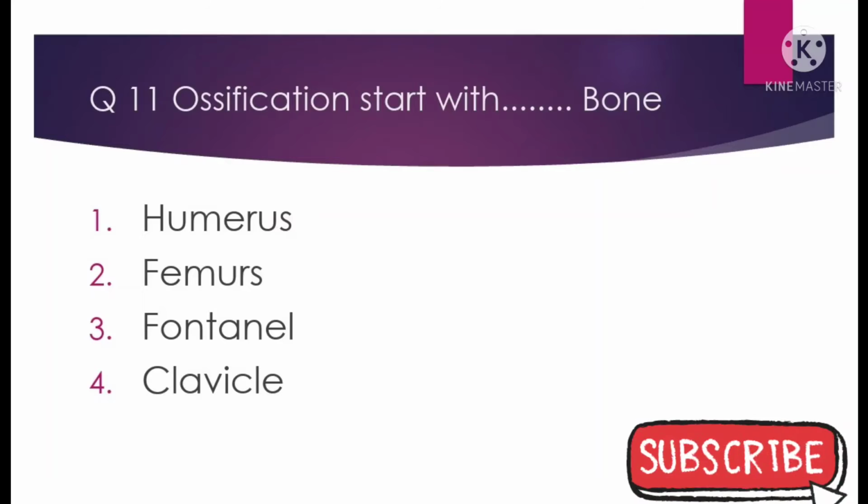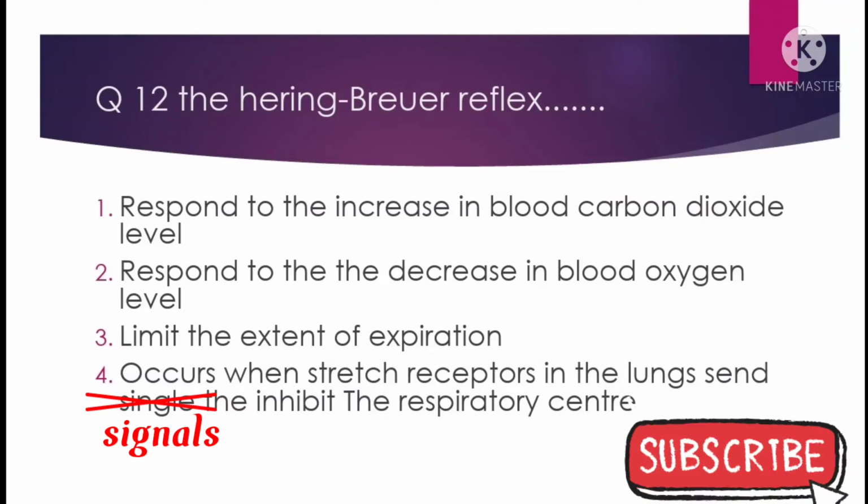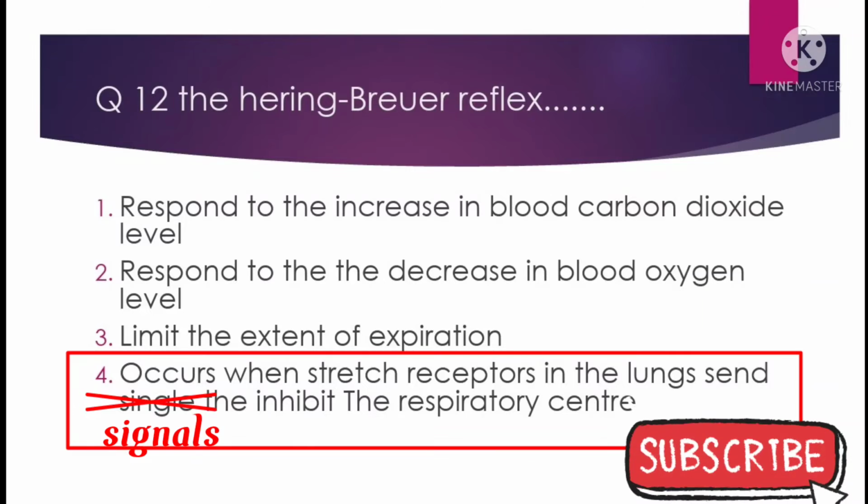Question number 11: Ossification starts with which bone? Right answer is clavicle bone. Question number 12: The Hering-Breuer reflex is... Right answer is it occurs when stretch receptors in the lungs send signals to inhibit the respiratory center.